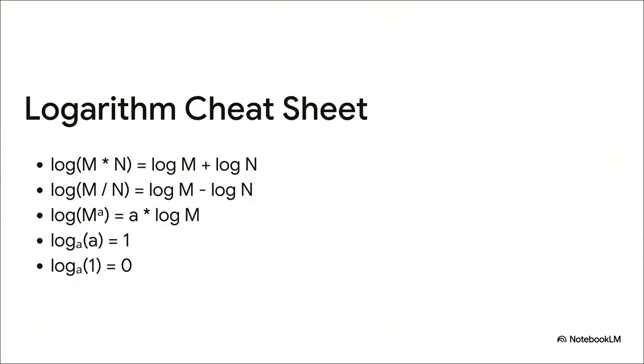And here it is, your final cheat sheet for review. Screenshot this, write it down, whatever you need to do. You've got the 3 big rules. Addition becomes multiplication, subtraction becomes division, and you can bring that power right down in front. And don't forget the 2 basic truths. The log of the base itself is always 1, and the log of 1 is always 0.